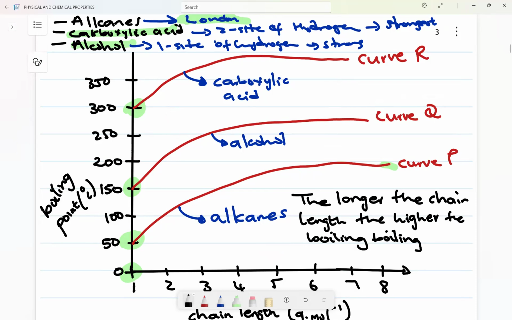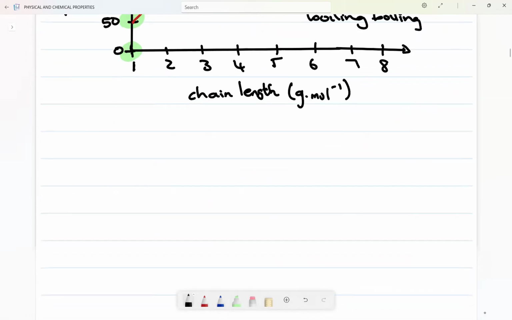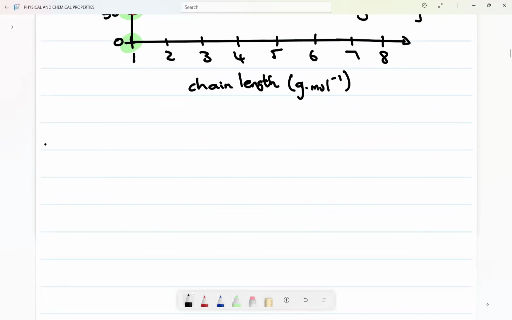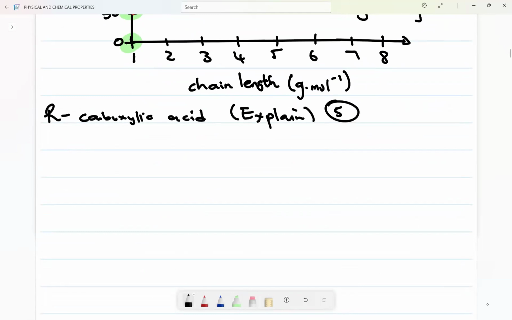Then I can be asked, what does Kev R represent? Kev R represents a carboxylic acid. Why? Using the strength of intermolecular forces. Let's say we just concluded that Kev R is a carboxylic acid. For 5 marks, explain why that's the case.